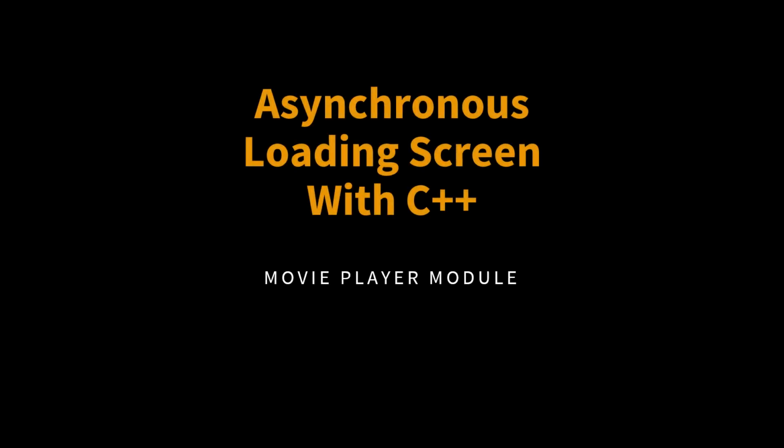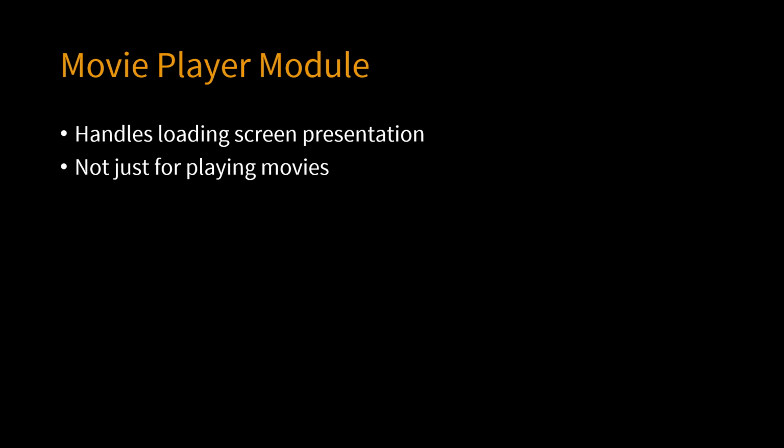In this video, we will explore the movie player module and various methods to display a loading screen. The movie player module is a powerful system in Unreal Engine that handles loading screen presentation. Despite its name, it's not just for playing movies. It runs on a background thread, ensuring smooth performance during level transitions.